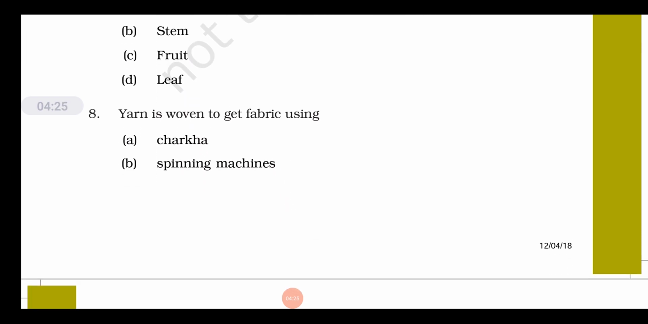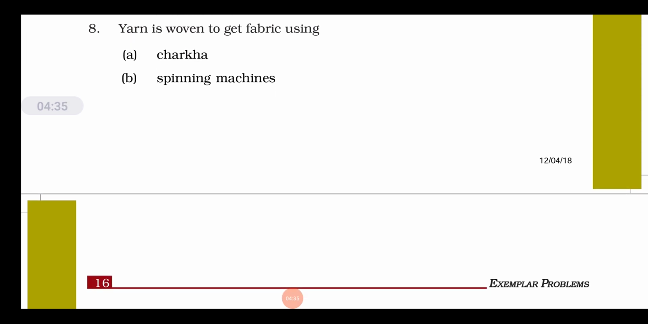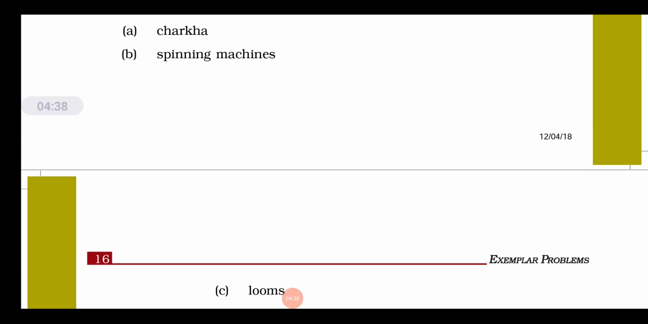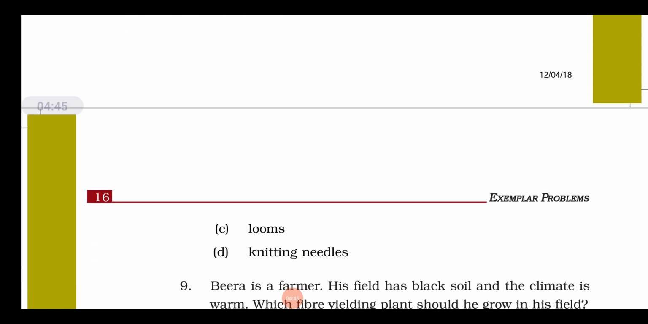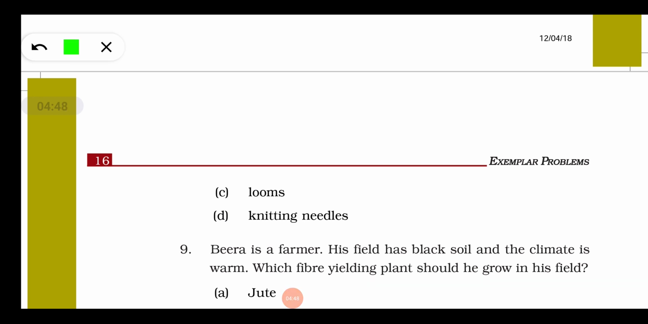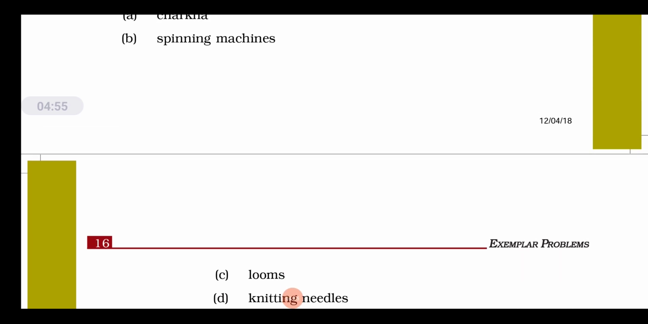So question number 8. Yarn is woven to get fabric using charkha, spinning machines, looms and knitting needles. So the correct option should be looms. Okay, so now first of all you should know what is loom. Loom is of two types. One is hand operated and another is machine operated.